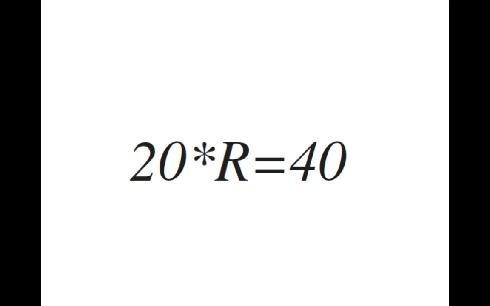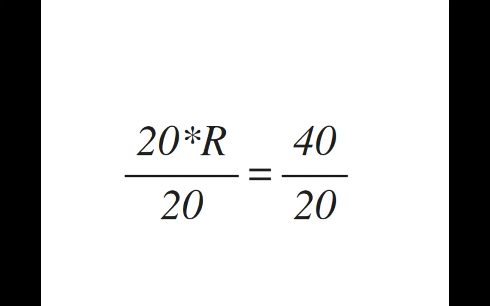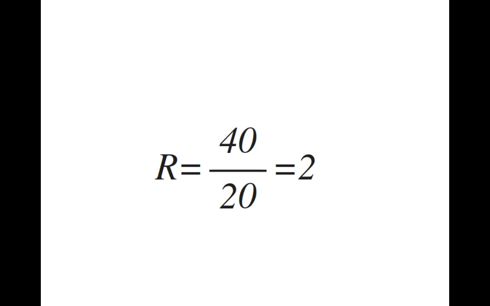Well, we still haven't achieved our final goal. Our final goal is to get R by itself. So R right now is being multiplied by 20. So to get rid of that 20, we have to divide by it. Because if we multiply and divide by 20, the 20 is gone. But to keep the equation the same, we have to divide the other side by 20 also. So here we go. Both sides are being divided by 20. So on the left here, we have R being multiplied and divided by 20. So those two 20s cancel each other out. And what are we left with? R equals 40 over 20, which equals 2.